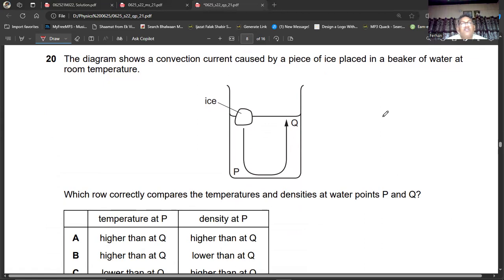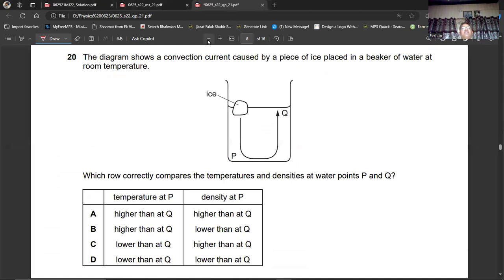Okay. So the next question on your screen is question number 20. He says, the diagram shows a convection current caused by a piece of ice placed in a beaker of water at room temperature. Which row correctly compares the temperature and densities of water at points P and Q? Temperature at P will be lower than the temperature at Q, and the density at P will be higher than the density at Q.